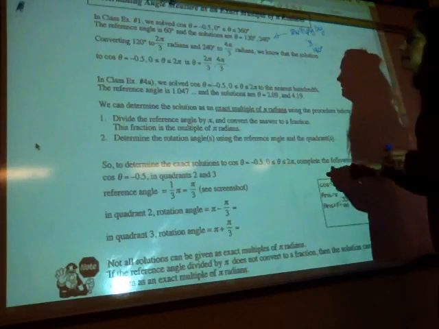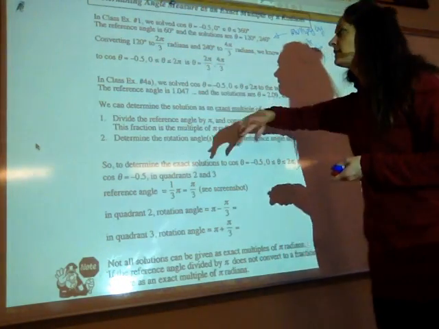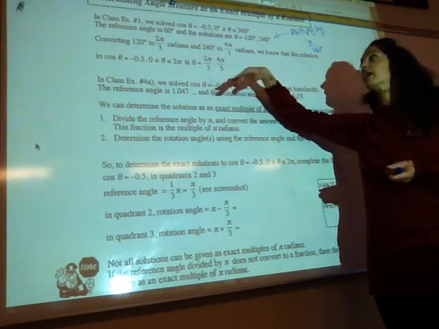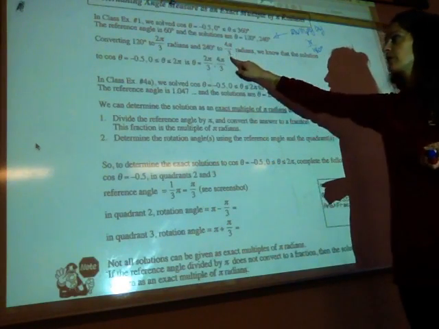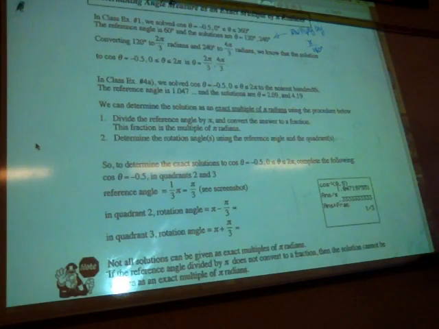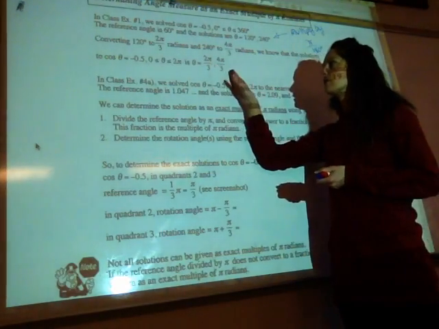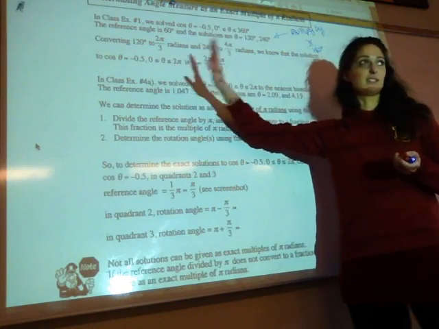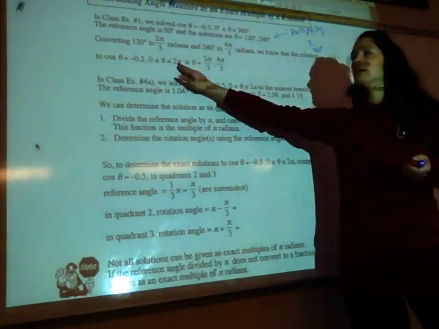If you do that, 120 degrees converts to 2 pi over 3. We just did that as a class. And 240, if you multiply that by pi over 180, pretty much 240 divided by 180 gives you a ratio of 4/3 times pi. Those would be our solutions. The only thing that's different is that your domain is now between 0 and 2 pi, not between 0 and 360. Still all 4 quadrants, but 360 was written as 2 pi.